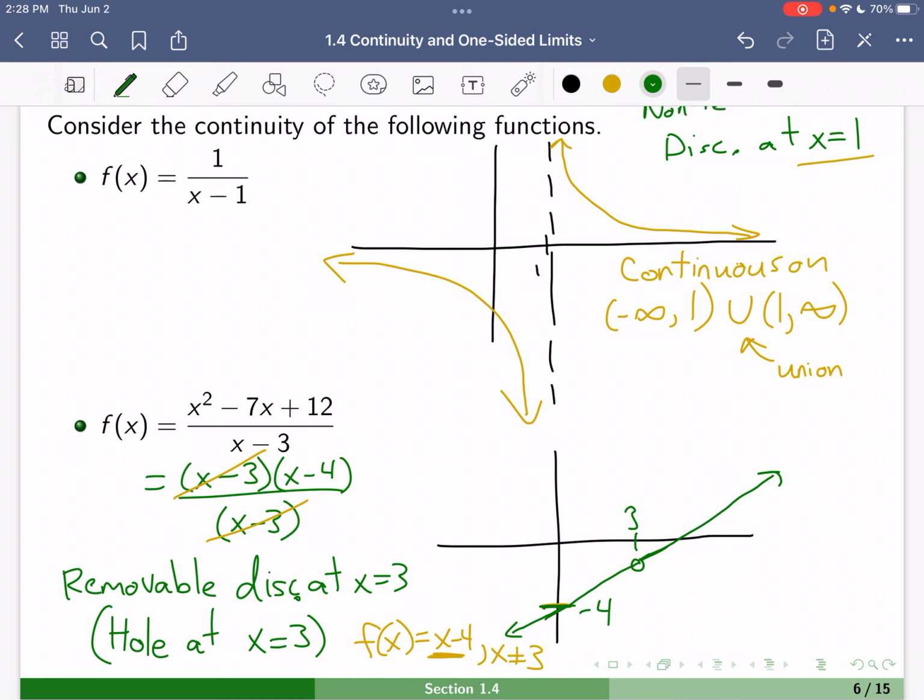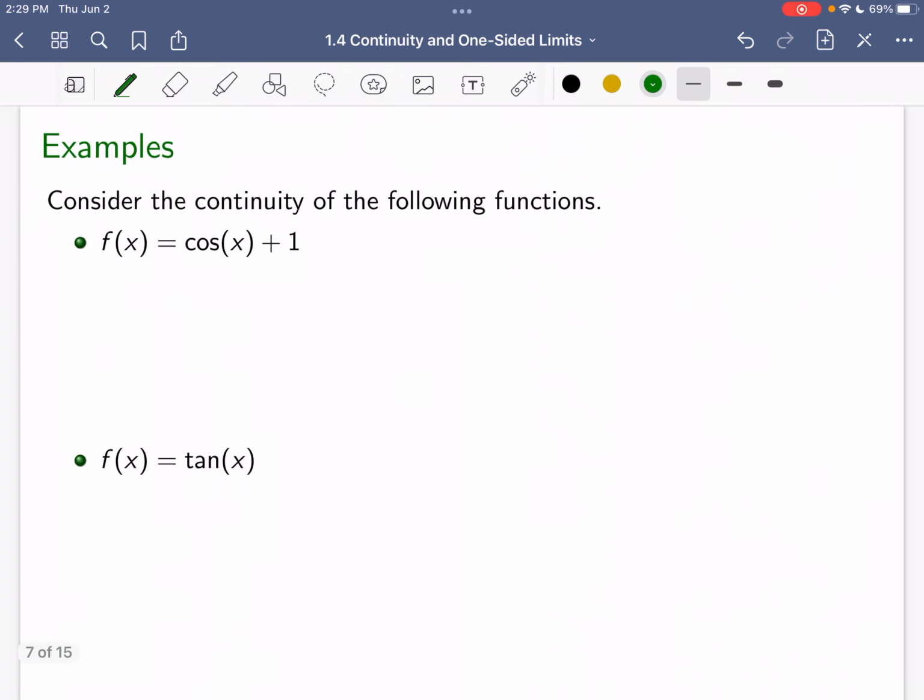What's the continuity of this function? Well, it's continuous on negative infinity up to 3, along with 3 to infinity. At 3 we had that removable discontinuity, and it was continuous everywhere else. Excellent. So those are some ideas of continuous and discontinuous. Let's look at two more examples and then we will close this video.